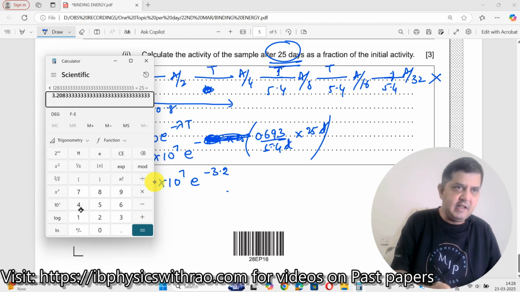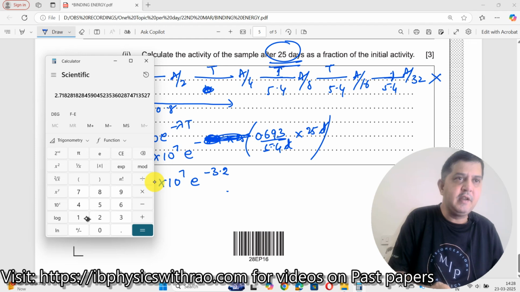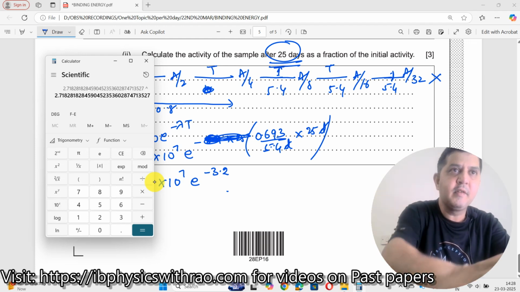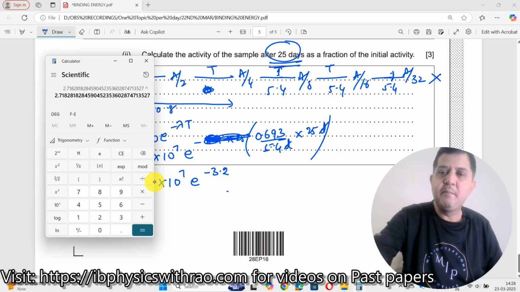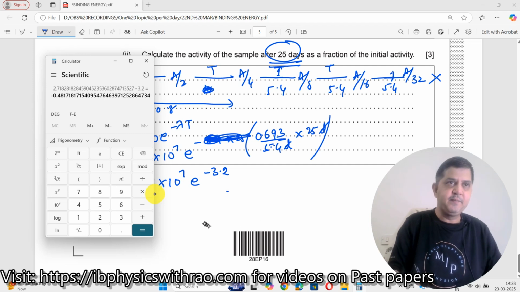First I will take e power, this e here. Where is e here? I don't have an e. It's here, e to the power of, there is power here. Power is not there. E to the power of minus 3.2, right? I get something like this.